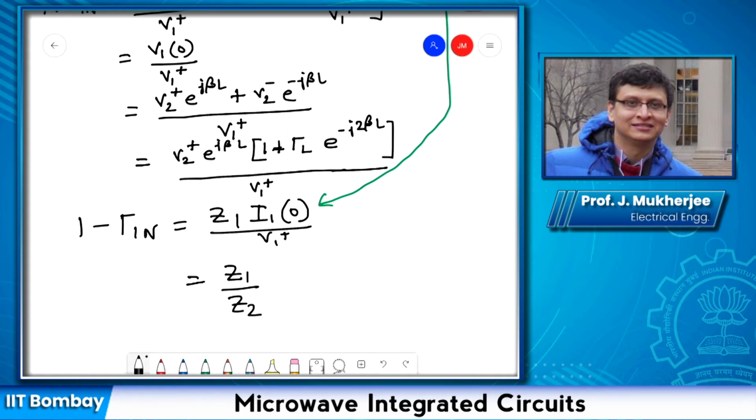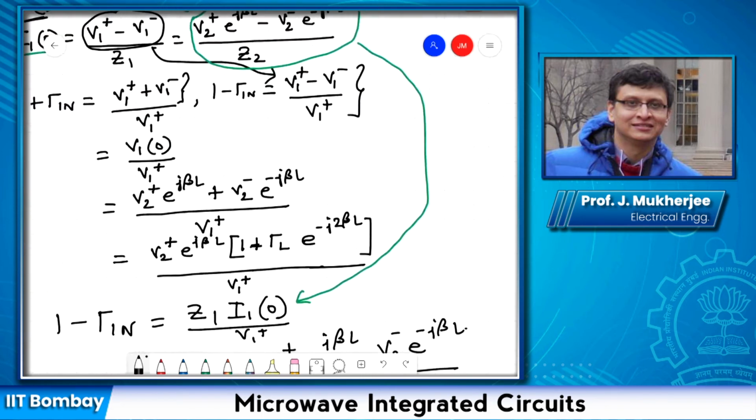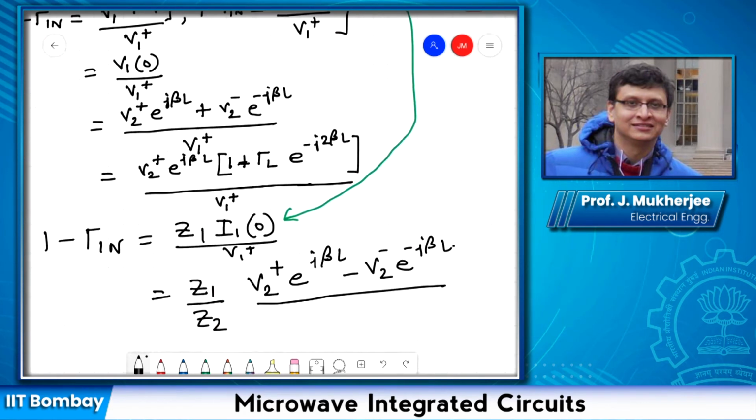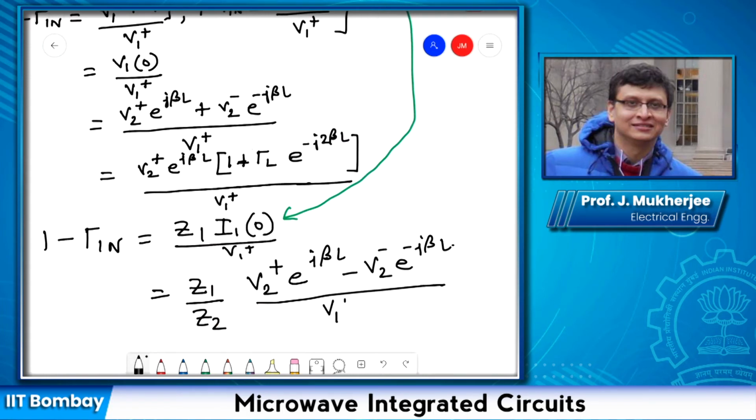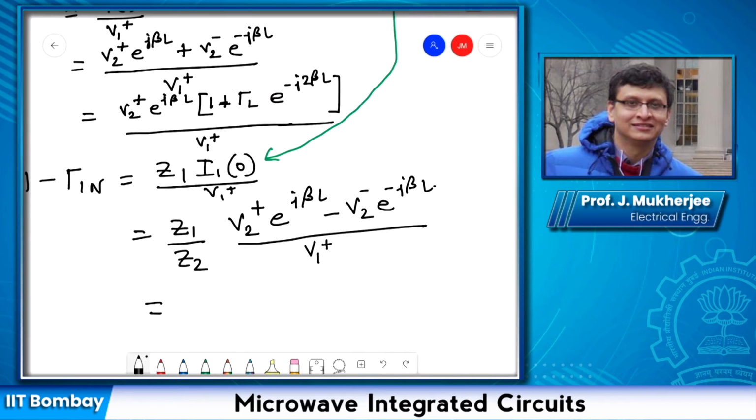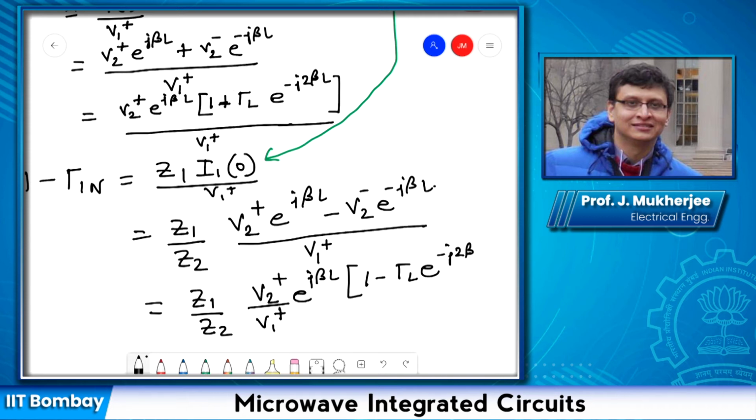Z1 upon Z2 times V2 plus e raised to j beta L minus V2 minus e raised to minus j beta L upon V1 plus, which in turn, if I simplify it like I did for the previous expression, I should get, fine.